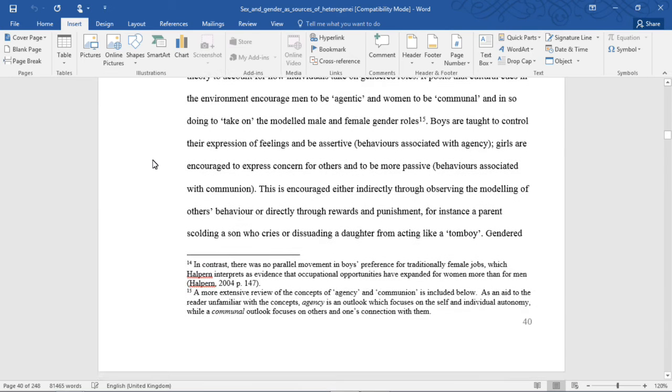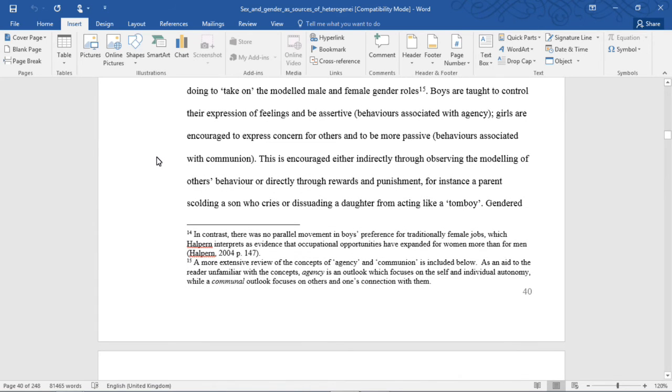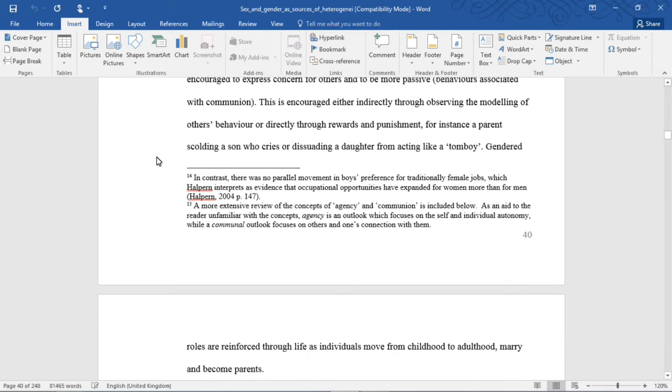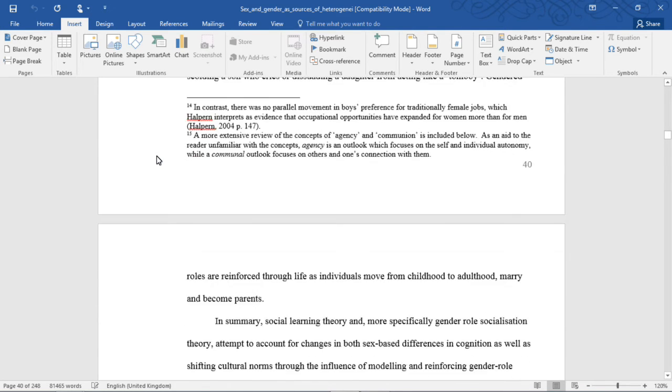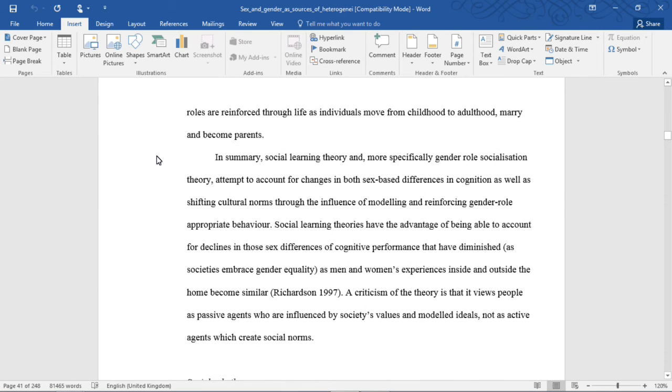Boys are taught to control their expressions of feeling and be assertive, behaviors associated with agency. Girls are encouraged to express concern for others and to be more passive, behaviors associated with communion. This is encouraged either indirectly through observing the modeling of others' behavior or directly through rewards and punishments. For instance, a parent scolding a son who cries or dissuading a daughter from acting like a tomboy. Gendered roles are reinforced through life as individuals move from childhood to adulthood, marry, and become parents.